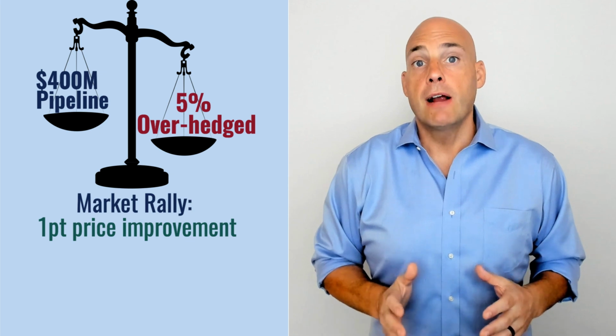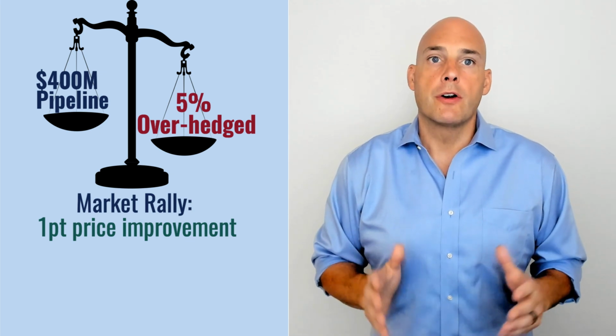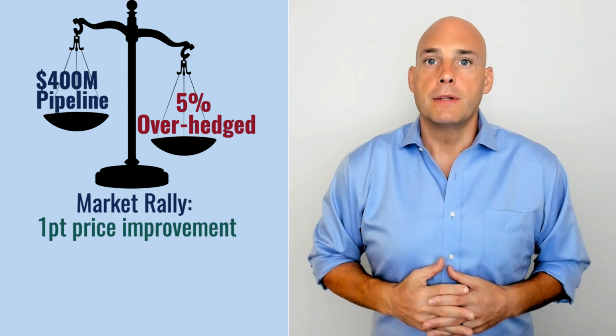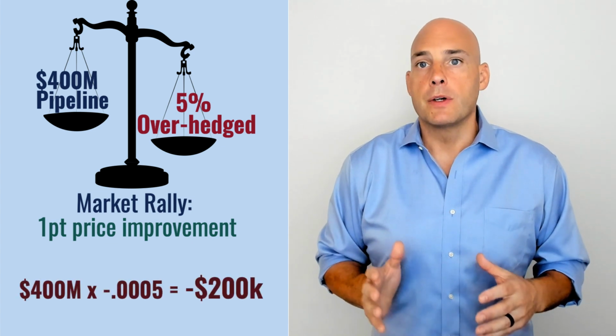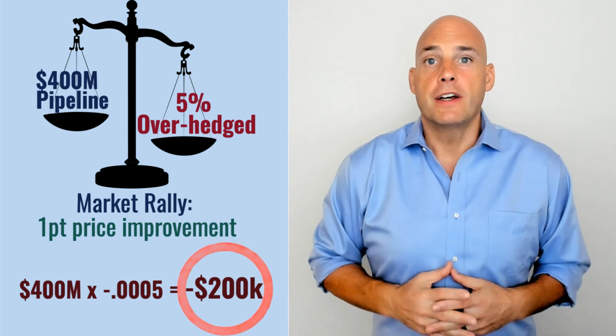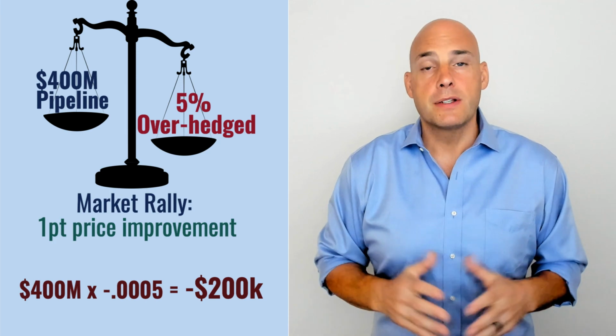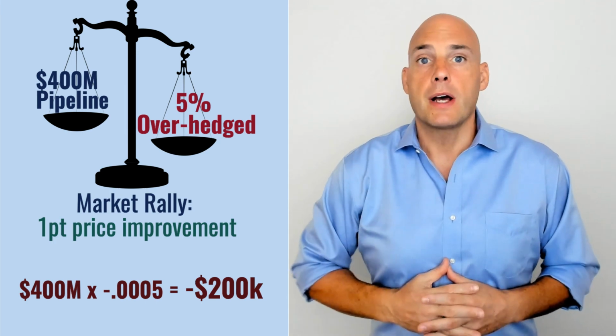Let's consider a scenario in which a pipeline valued at 400 million was overhedged by just 5% during a market rally with a 1-point price improvement. In this situation, the consequence would be a largely avoidable loss of $200,000 for that single market event. For reference, a 1-point rally can happen several times a year to several times a month during really volatile times.